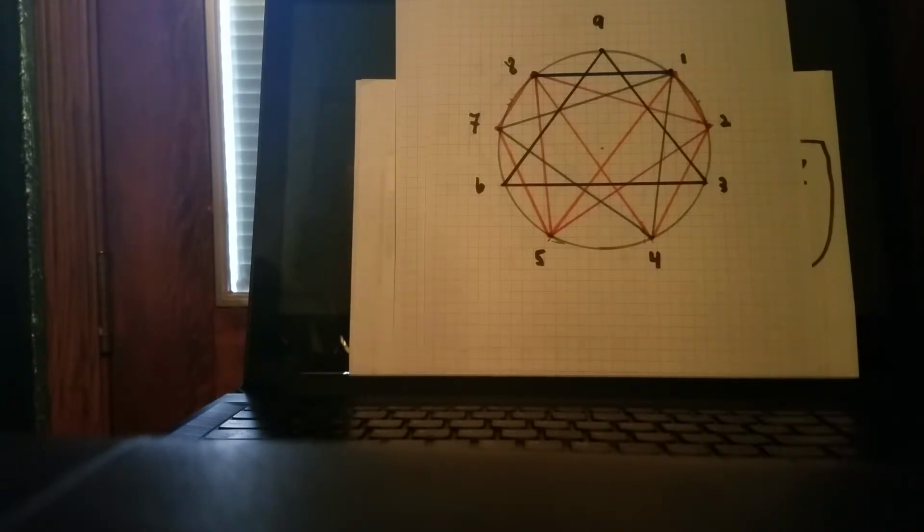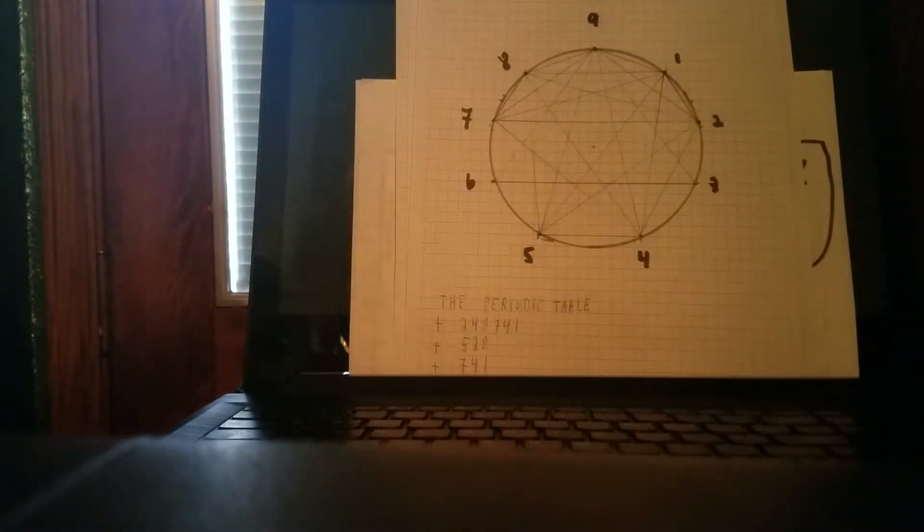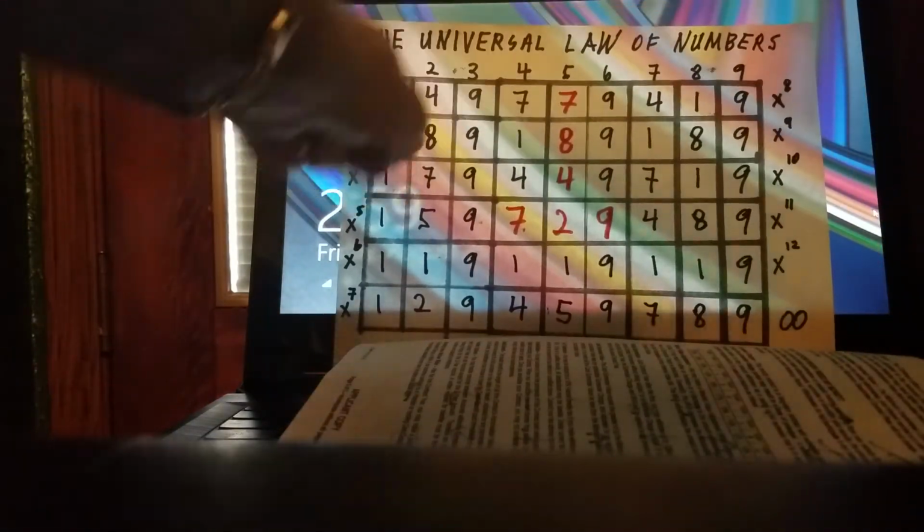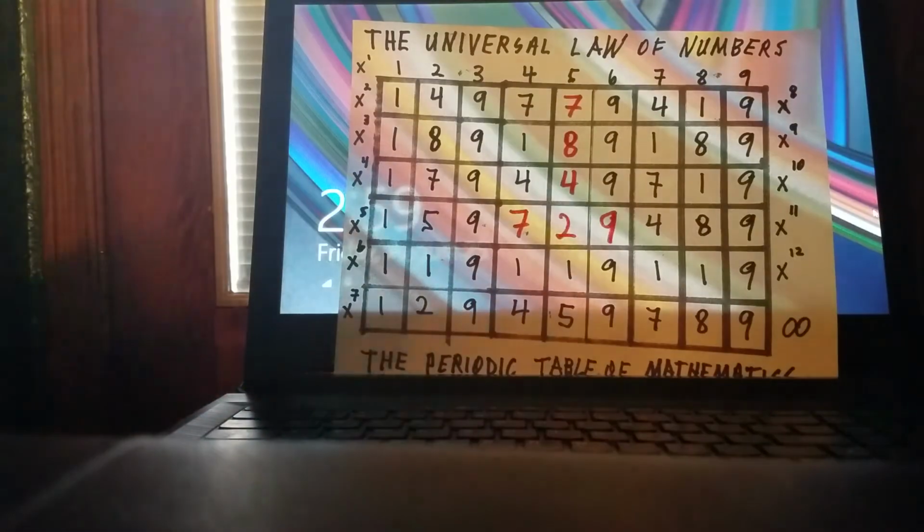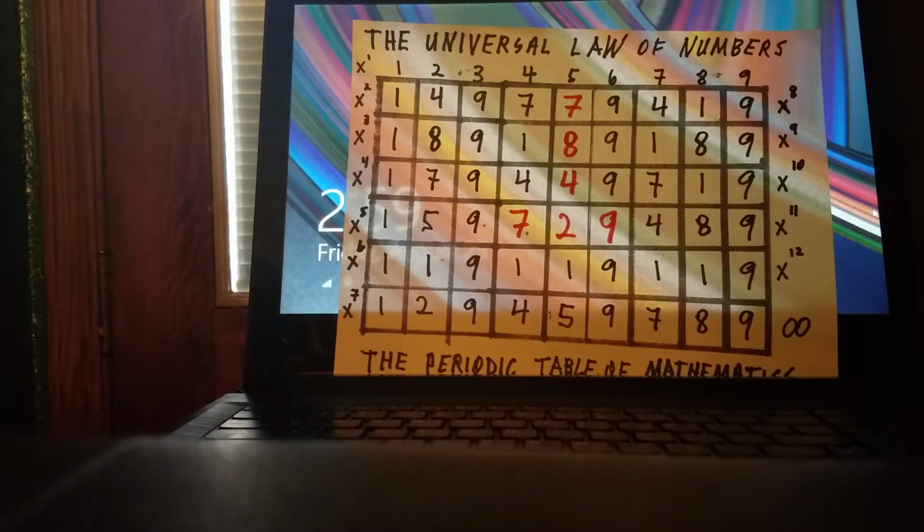So then what I did was I just applied the universal law of numbers. And how did I do that? I just took the lines off of the code. For instance, I connected 1, 4, and 9, 1, 8, and 9, 1, 7, and 9, 1, 5, and 9.